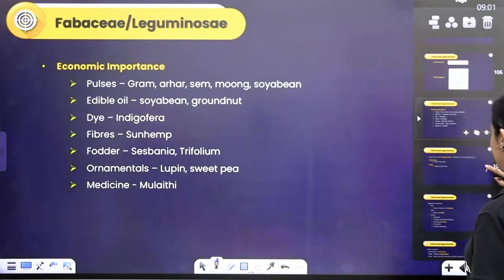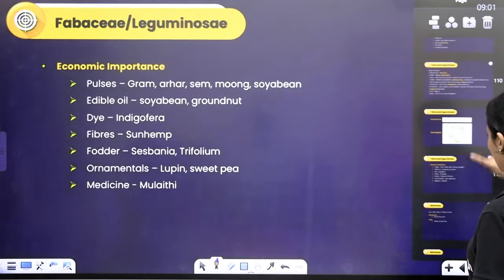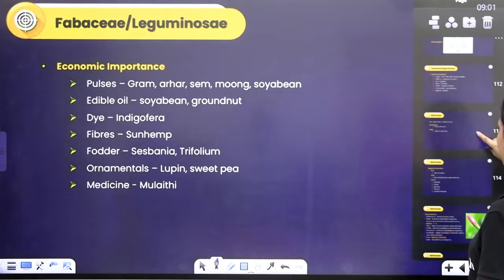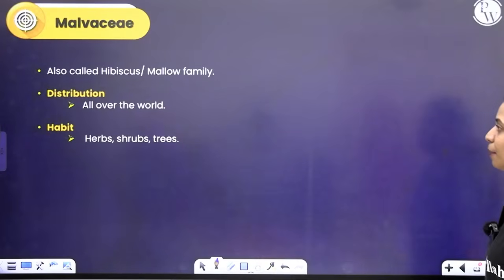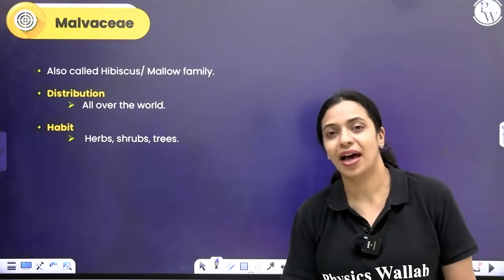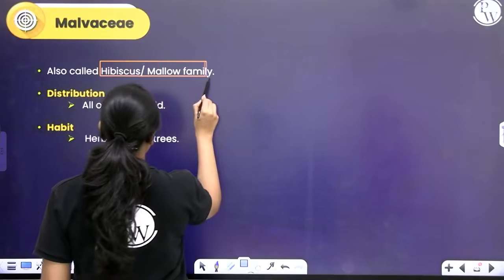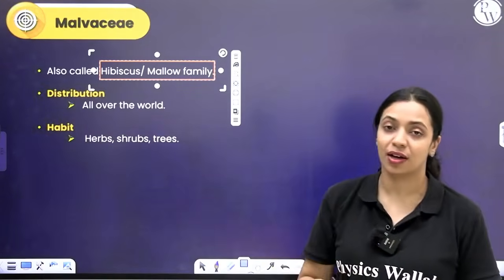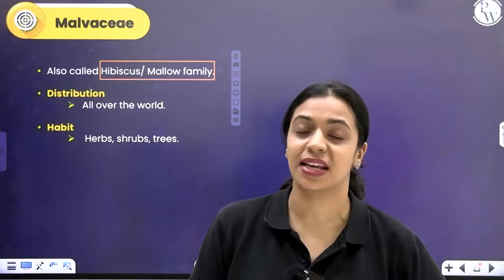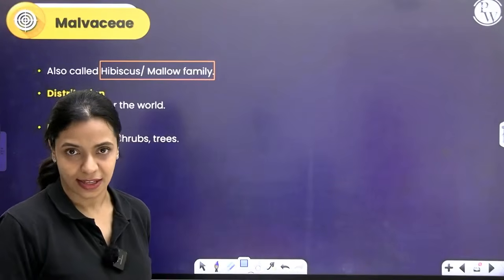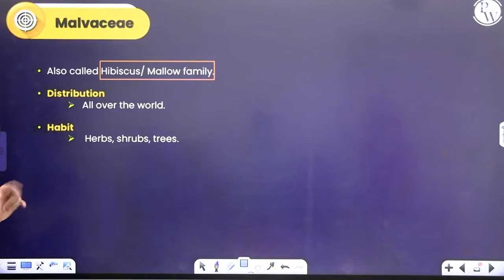What do we have next? Next on our list is family Malvaceae. Malvaceae is also called mallow family or hibiscus family. If you remember, we've studied hibiscus or China rose also multiple times as an example for various things. Okay, so we will recollect all of them now.